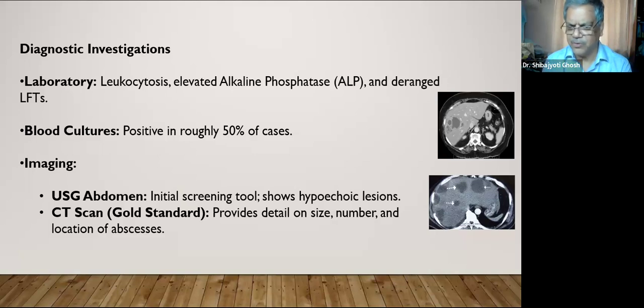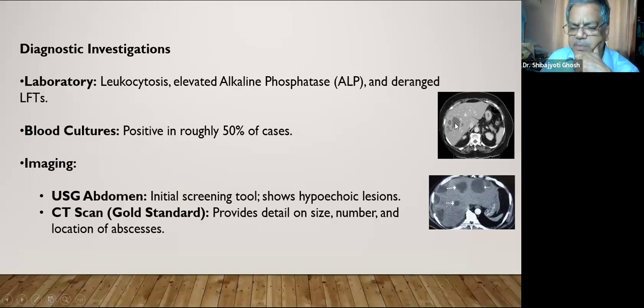There might be slight hepatomegaly as well. However, on CT scan, which is the gold standard, we can also see the actual lesion. So in CT scan, you can see here. This is a typical CT scan feature of pyogenic liver abscess.